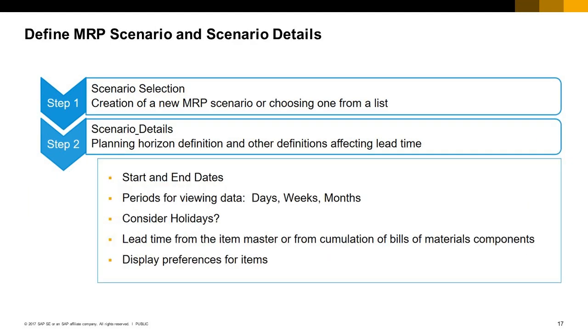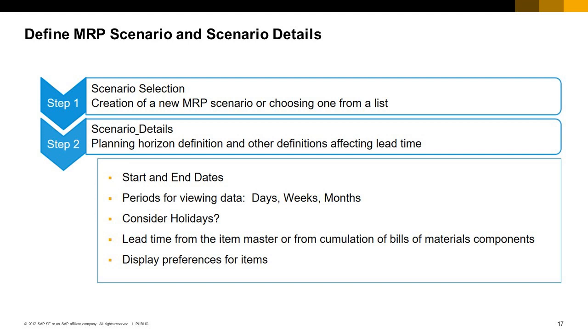The MRP scenario is a set of parameters defined by the user that defines the scope of the MRP run. You can define several MRP scenarios for each company, but only one scenario can be used for each MRP run. In the first step of the Wizard, you can either choose an existing scenario or create a new one. In the second step, you define the details for the scenario.